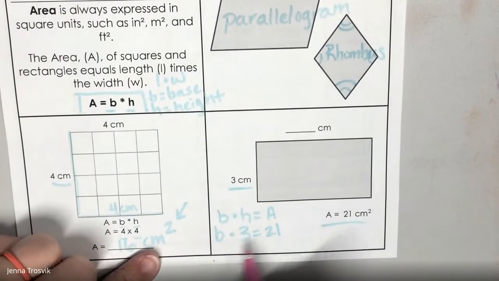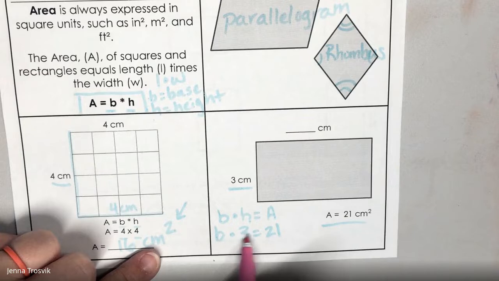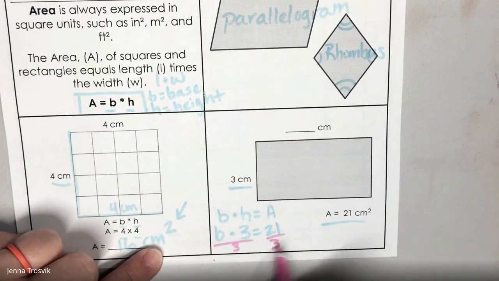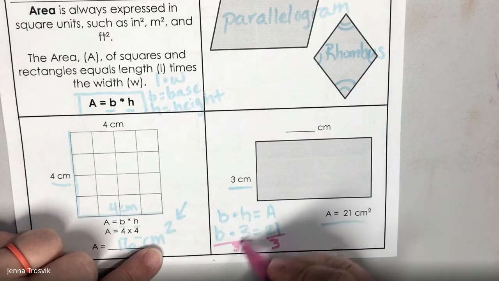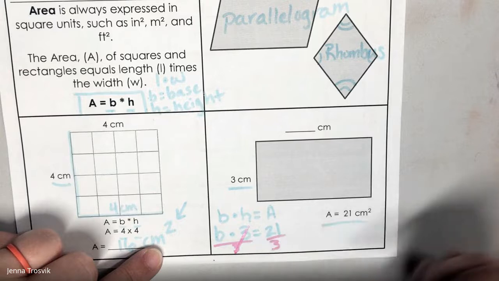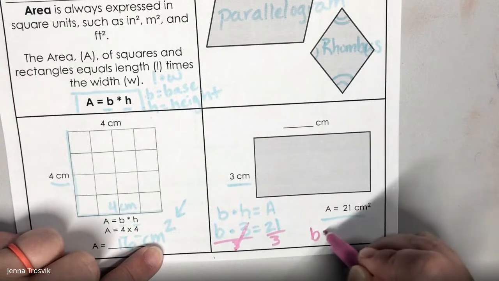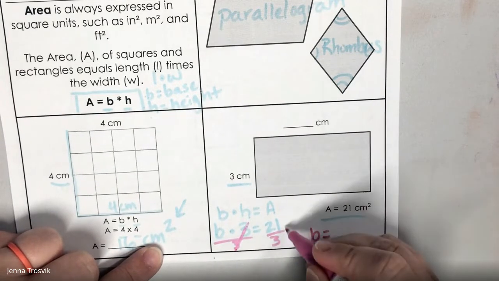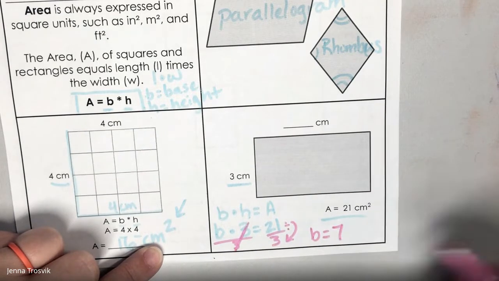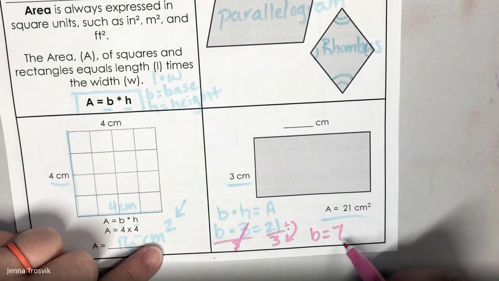All right, so we're going to use a little bit of algebra. If we are multiplying, we have to do the opposite of multiply, and we need to divide 3 from both sides. 3 divided by 3 gives me 1 times b, which really just equals b. And then it gives me 21 divided by 3, which really equals 7. So b has to equal 7.